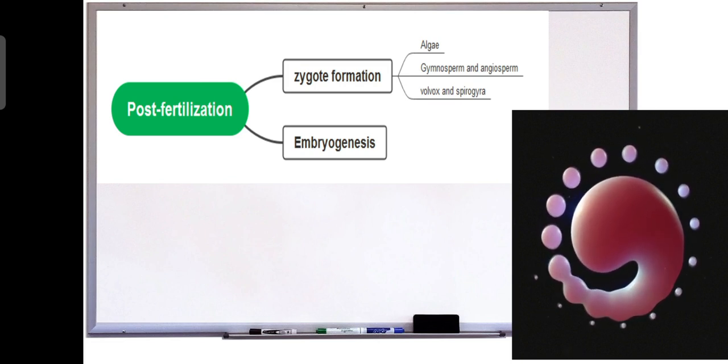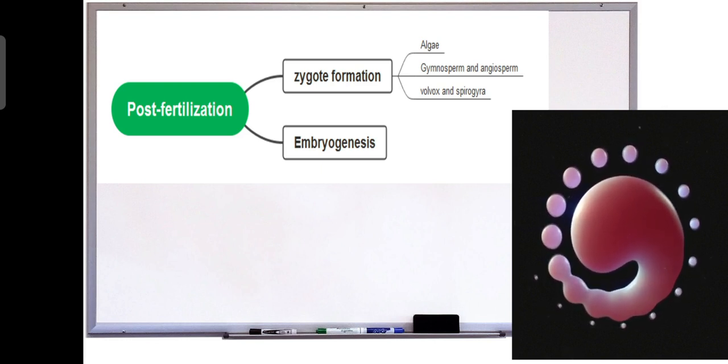For example, if you take the example of algae and fungi, when the zygote develops, it develops a thick wall around it for protection. If you take the example of oedogonium and spirogyra, the zygote undergoes meiotic cell division to produce haploid spores. In gymnosperms and angiosperms, the zygote divides mitotically and develops into a new plant.